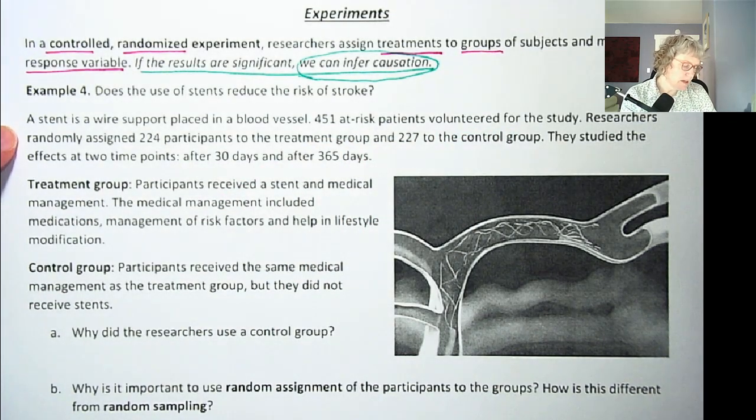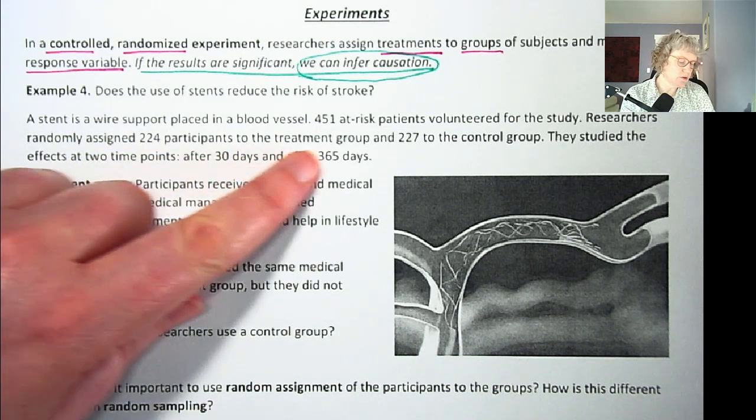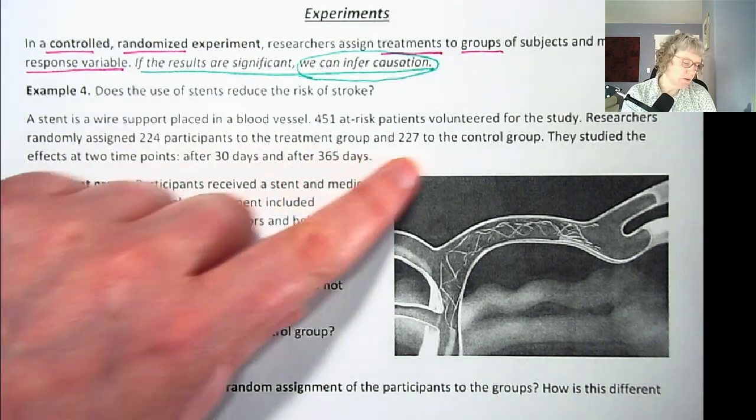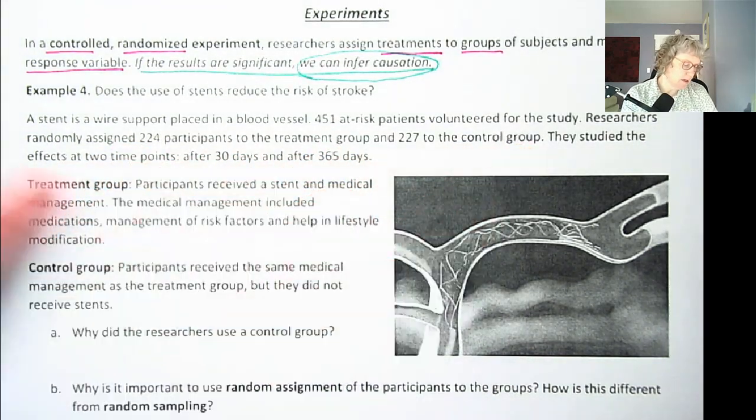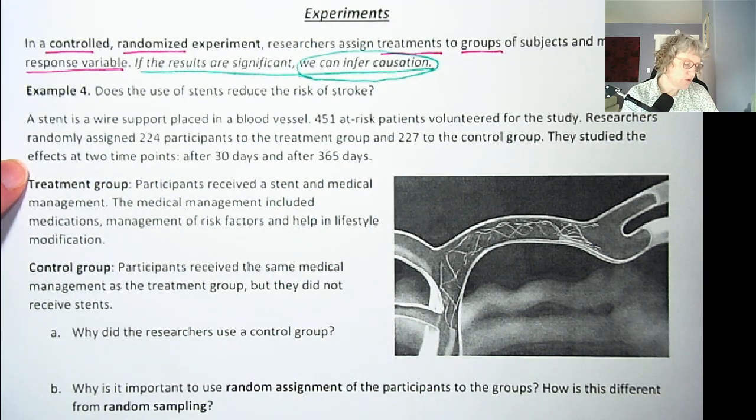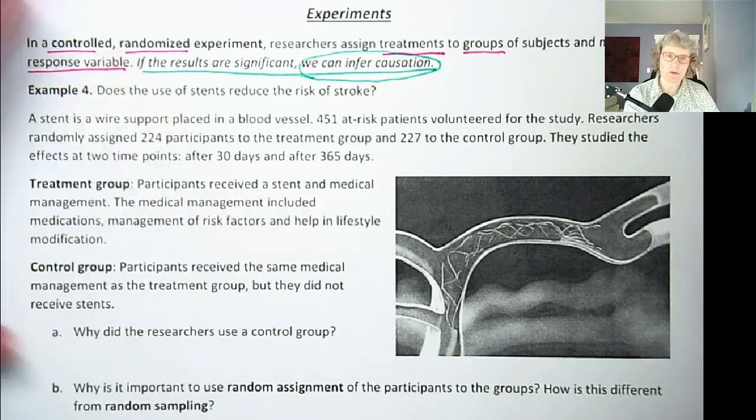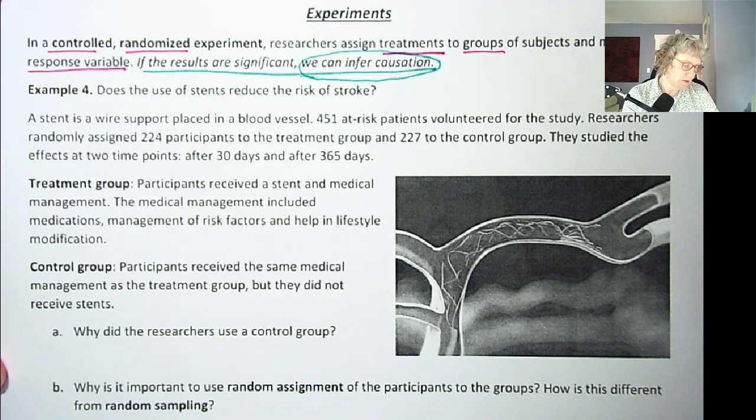Researchers randomly assigned 224 participants to the treatment group and 227 to the control group. They studied the effects at 2 time points, after 30 days and after 35 days. So we're going to use this as our example and talk about the different vocabulary and what's involved. And you may know a lot of this vocabulary from the media or from previous study.